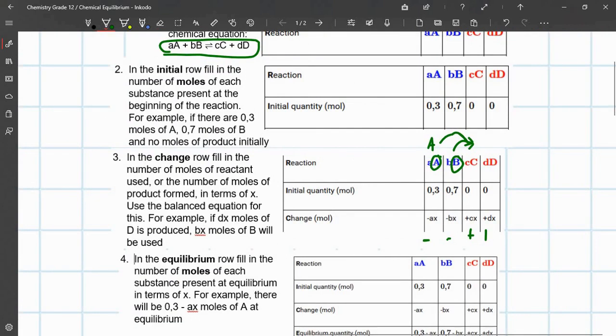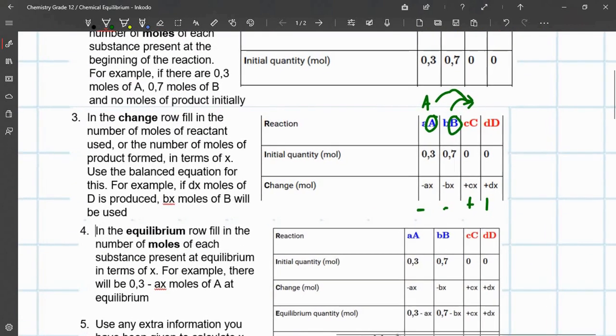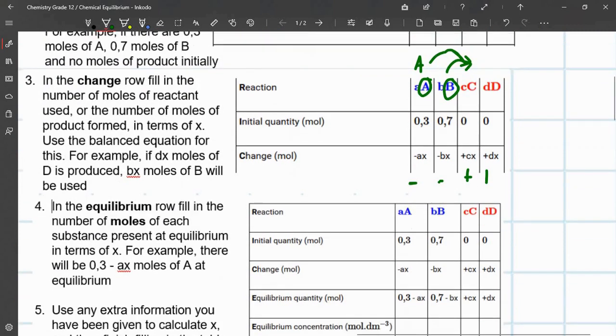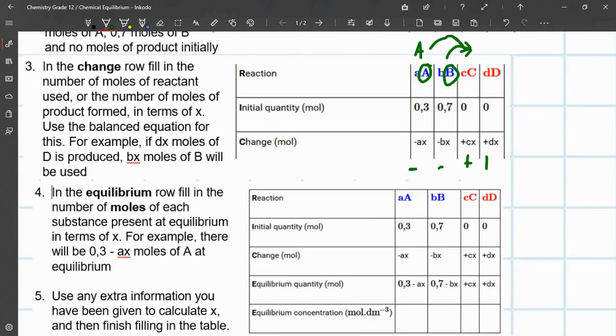Then in the equilibrium row, you have to fill in the number of moles of each substance present at equilibrium in terms of x. For example, there will be 0.3 minus ax moles of A at equilibrium. So basically you just add the two values, because one is negative and one is positive. So 0 plus dx gives you dx, or 0.3 plus (minus ax) gives you 0.3 minus ax. That's basic maths.